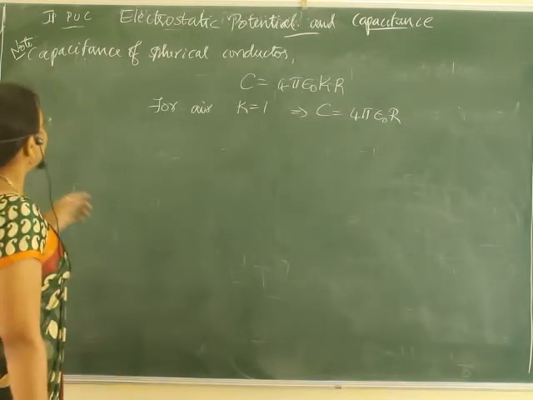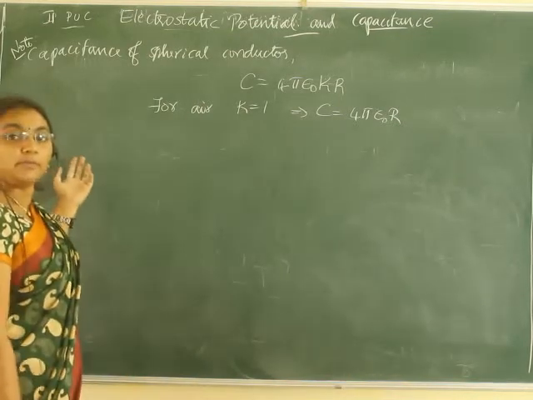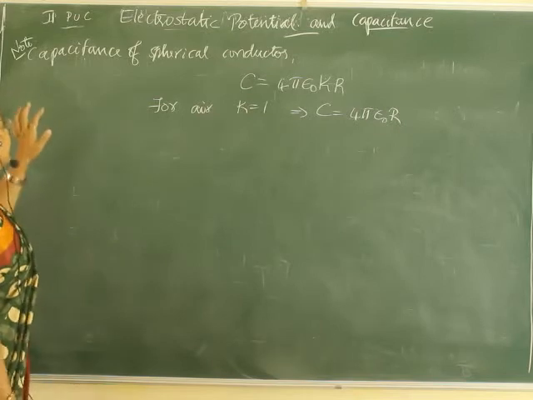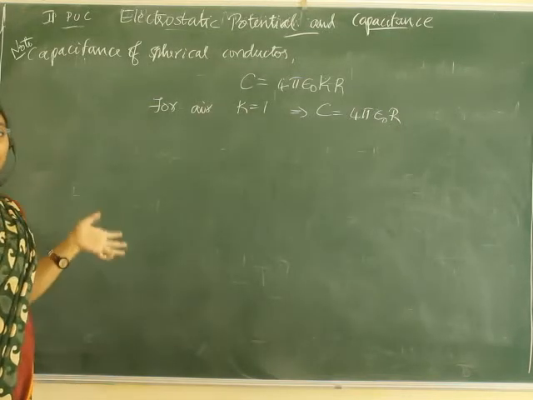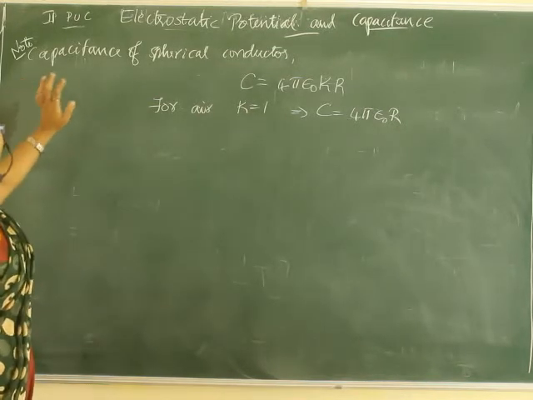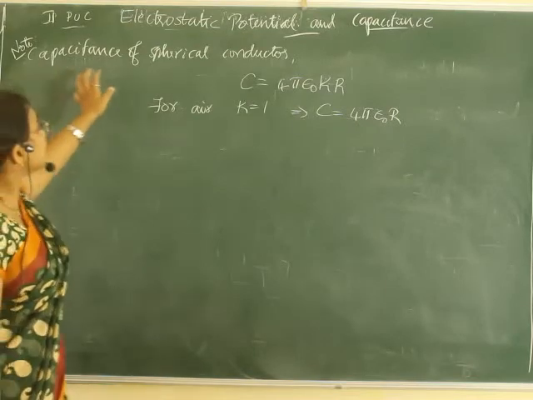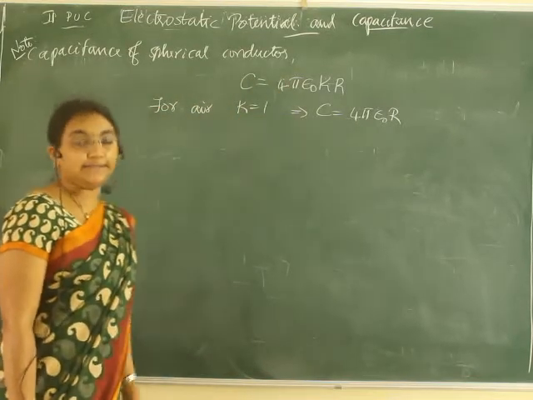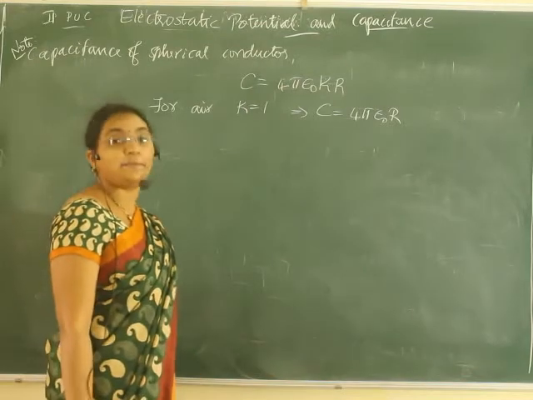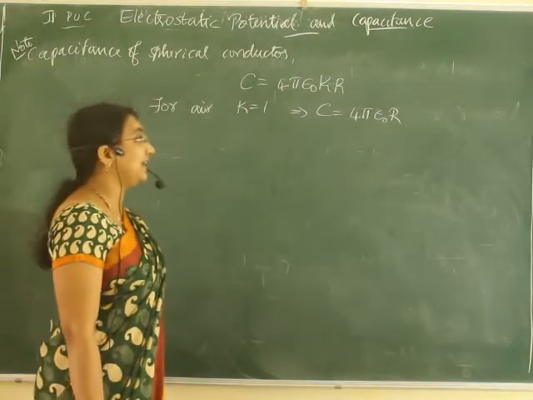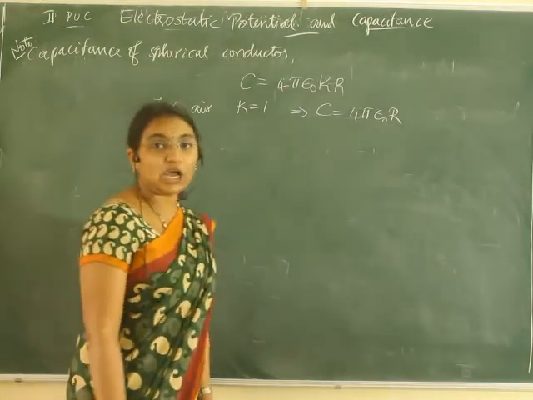Okay? Before going to solve this problem, one small note for you. There is no derivation for this. Just note a point. Capacitance of the spherical conductor is C equal to 4 pi epsilon naught K R, where K is a constant, the dielectric constant.